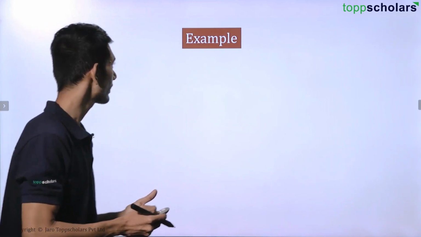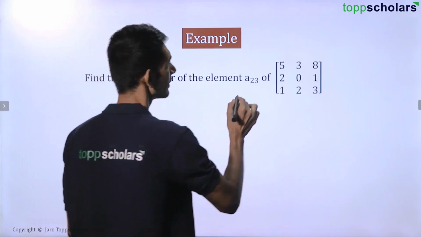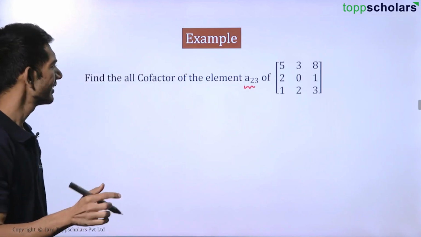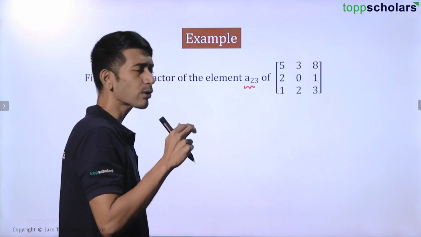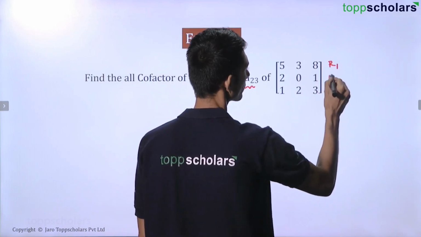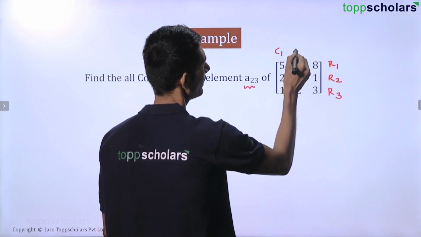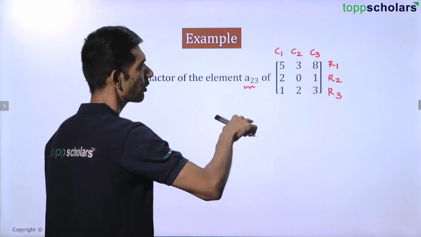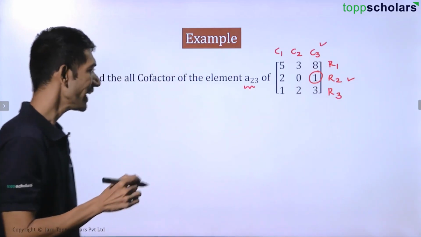Let's continue further. Now find the cofactor of the element A23 of this particular matrix. Now see, it is very simple. We are just supposed to find A23 of this particular matrix. Second row, third column. See, this is R1, R2, R3, C1, C2 and C3. Second row, third column. So can I say this row, this column, that is 1. So A23 is 1.